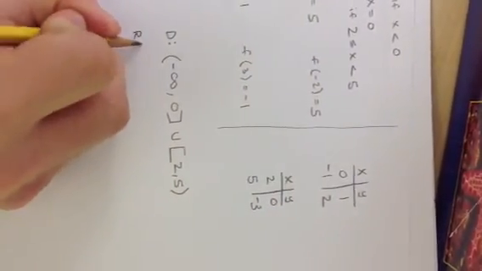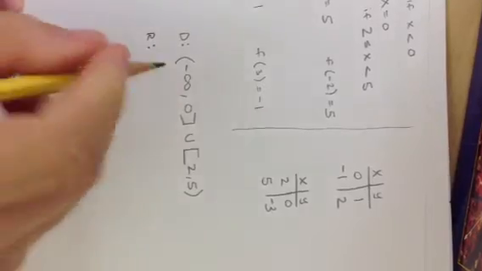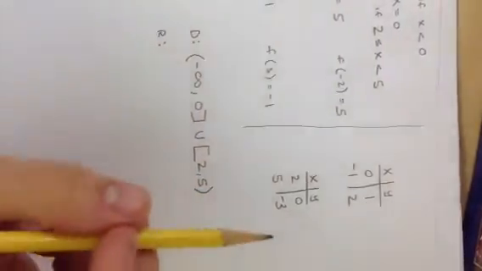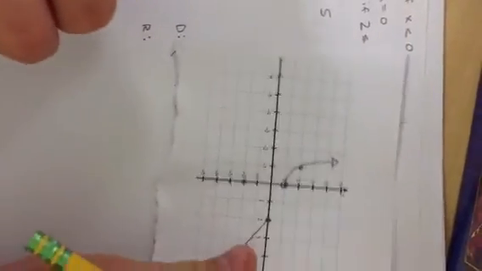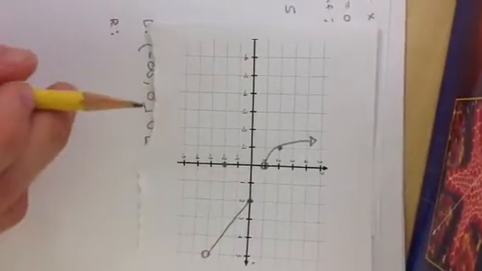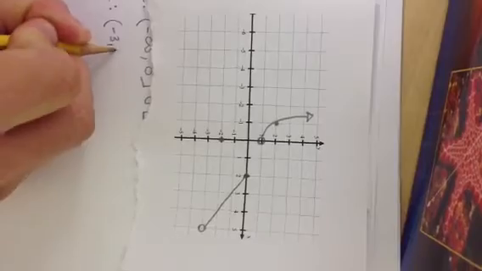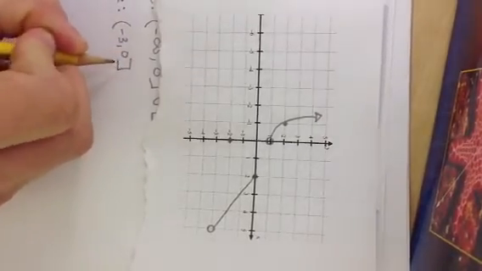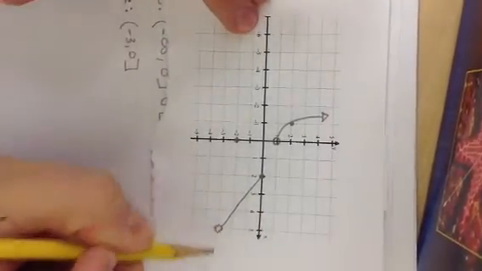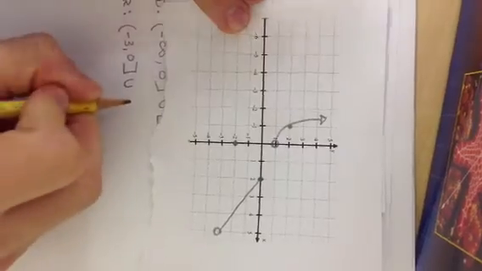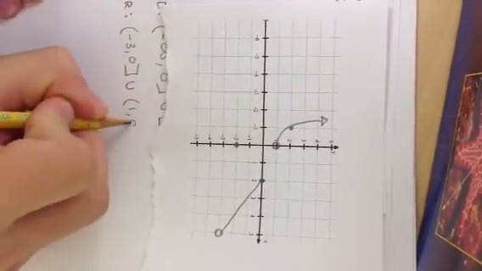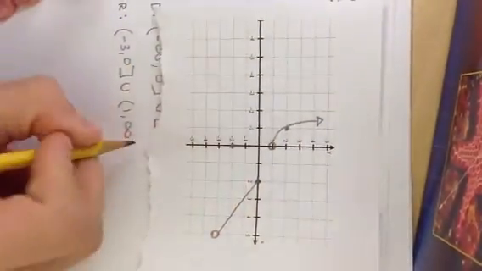And then for the range, you could just look at your graph, and it's going to be all of the y values from -3 to 0, including 0, but not -3 because of the open circle. And then from 1 all the way up to infinity, because this parabola keeps on going up.